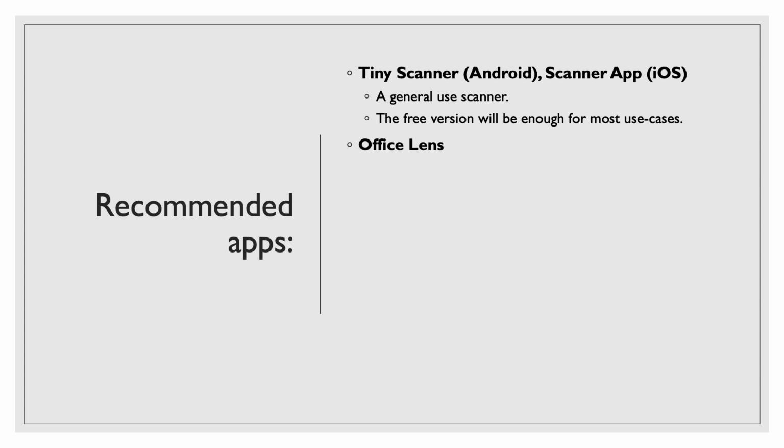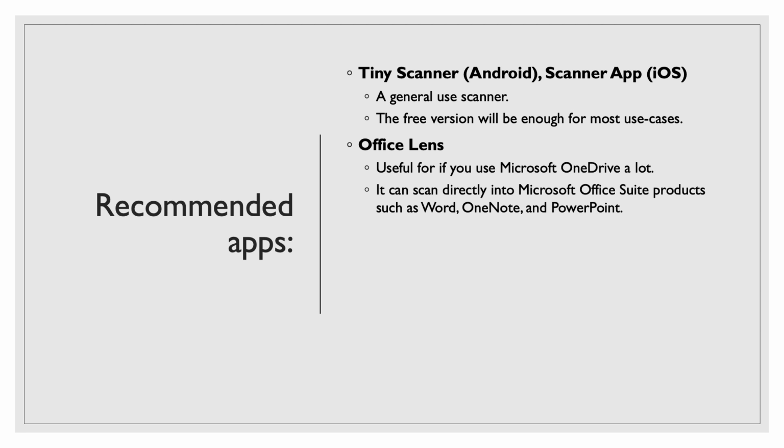Second, there is Microsoft Office Lens. This app is extremely useful for people who use the Office suite and Microsoft OneDrive a lot. It can scan directly into Microsoft Office products like Word, OneNote, and PowerPoint, or it can save the scan as a PDF as well. It has options to upload directly to OneDrive, which makes it really useful for people who use that service a lot. This, of course, requires you to sign into a Microsoft account.